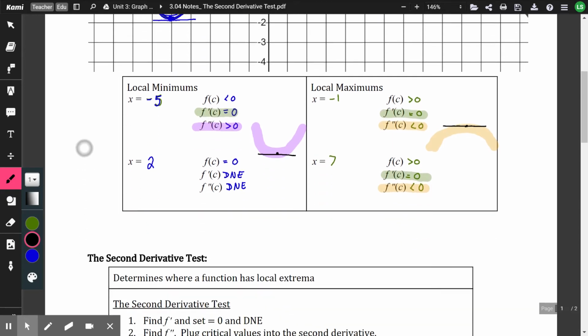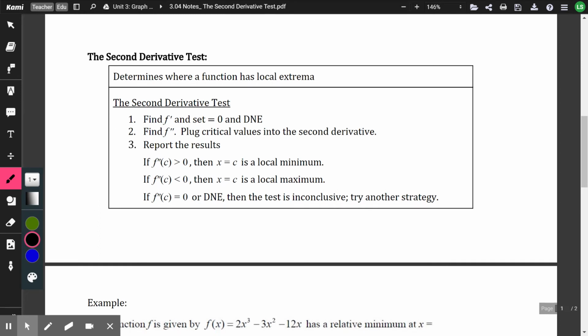This is our second derivative test. The second derivative test will find you the local extrema. So we're going to start off with f prime and set it equal to 0, and we are also going to check the does not exist values, basically finding your critical points. Then we're going to take those critical points we find and plug them into the second derivative. And then we'll report out what we find.